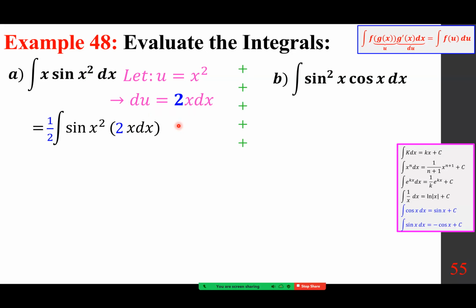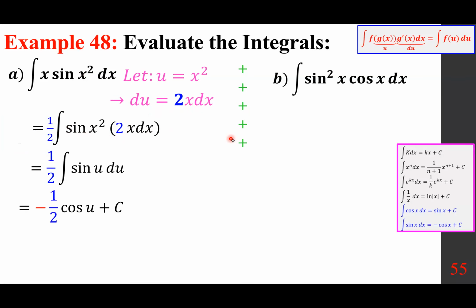Again, this 1/2, you can write it here or here, it doesn't matter, it's a multiplier. It remains as a multiplier. So you're dealing with half of the integral of sine u du. The integral of sine is negative cosine. So negative 1/2 cosine u plus a constant, and replace it and you're done.